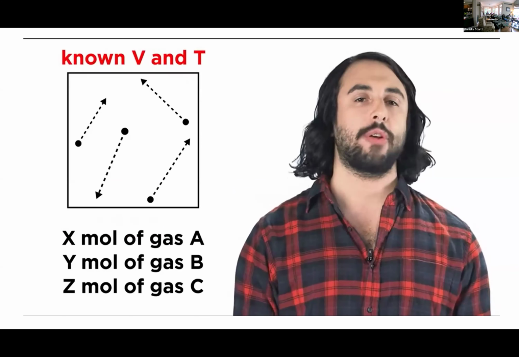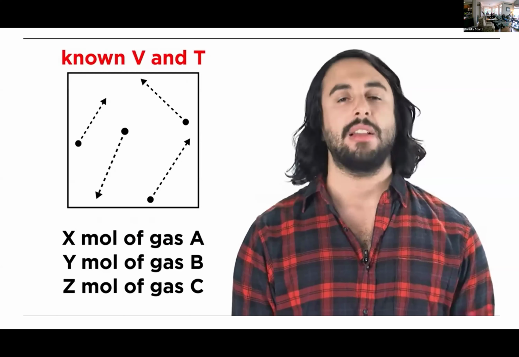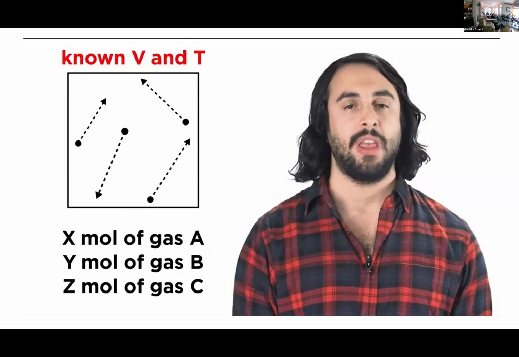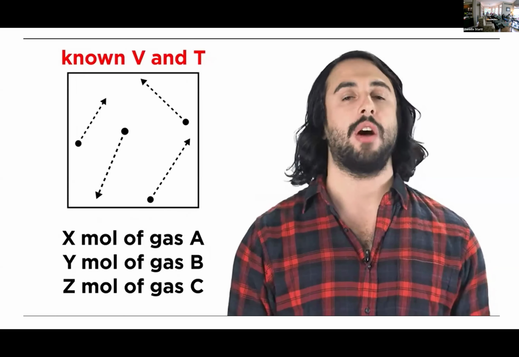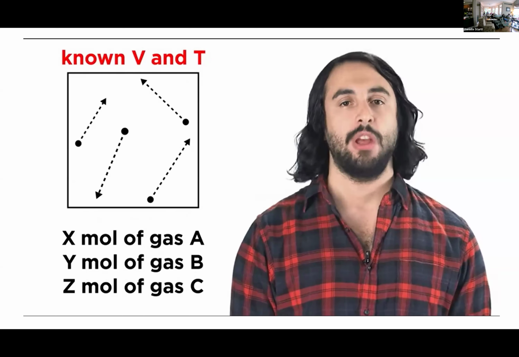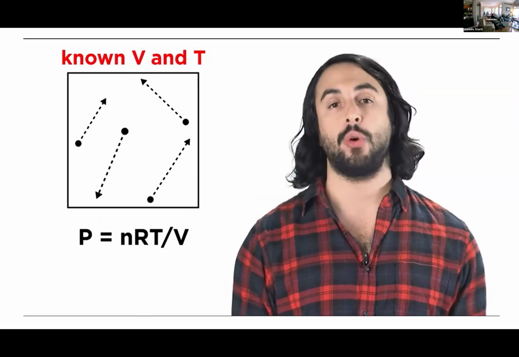We can do trickier calculations as well by including other gas laws. Let's say we have quantities in moles of a few different gases, and we place them into a vessel of known volume and at a known temperature. We could then use the ideal gas law to solve for the total pressure.